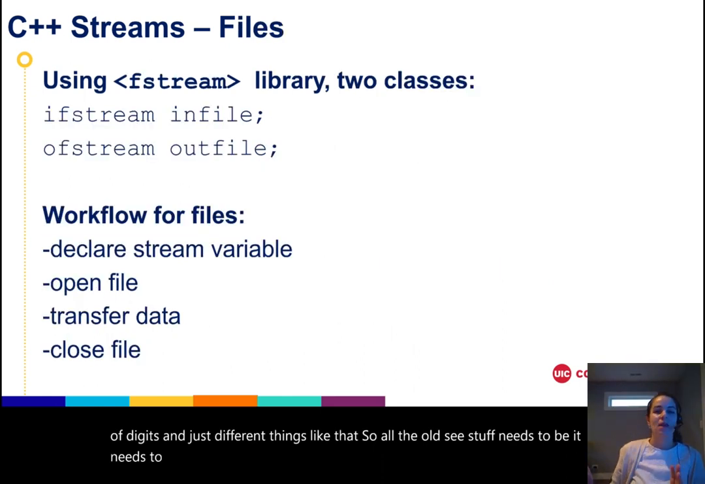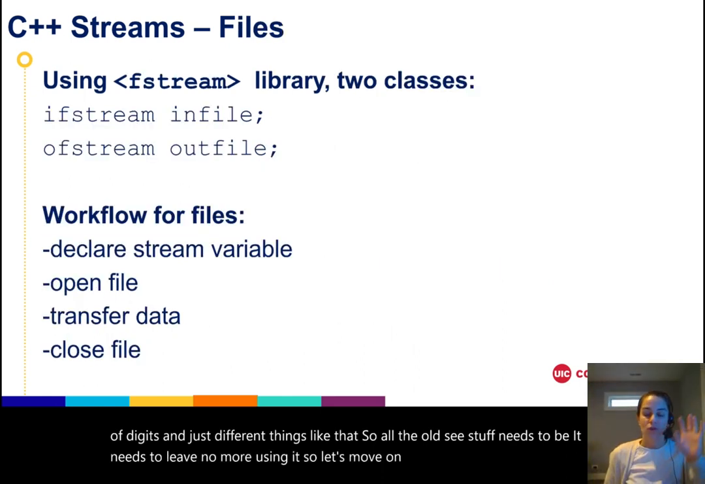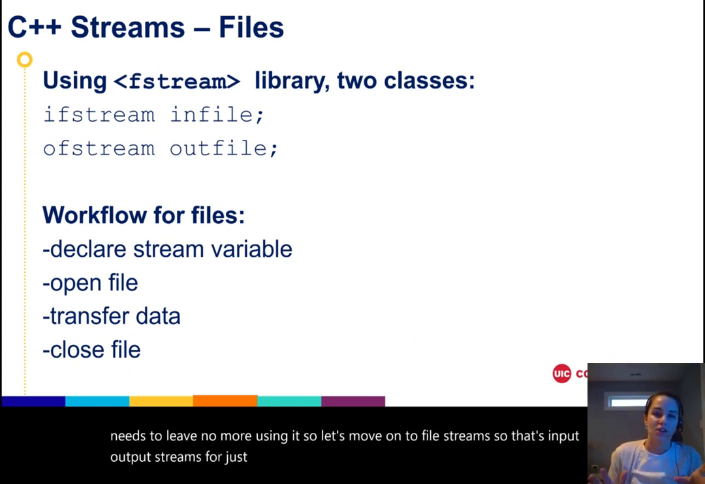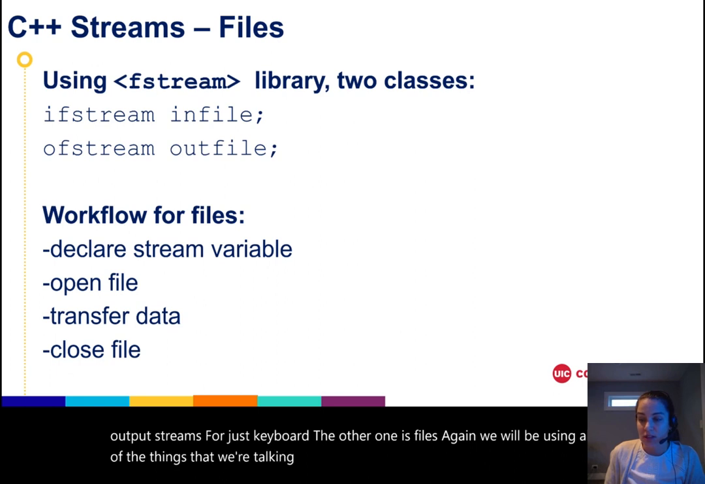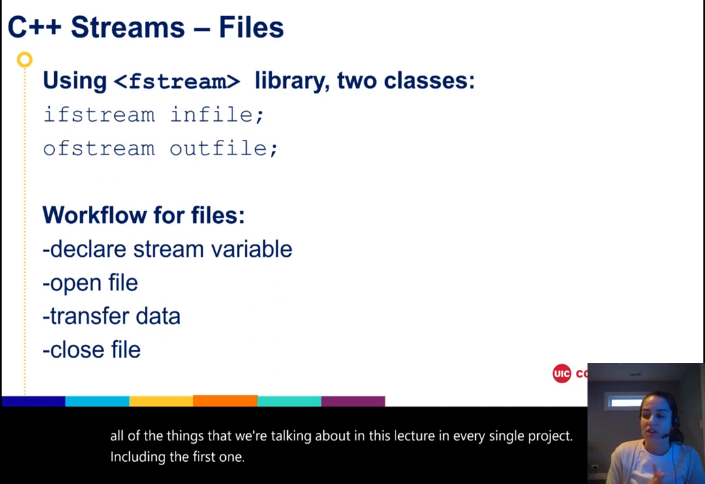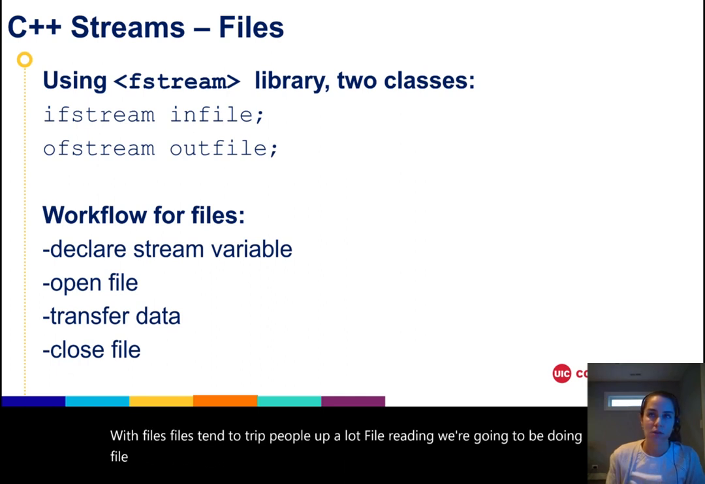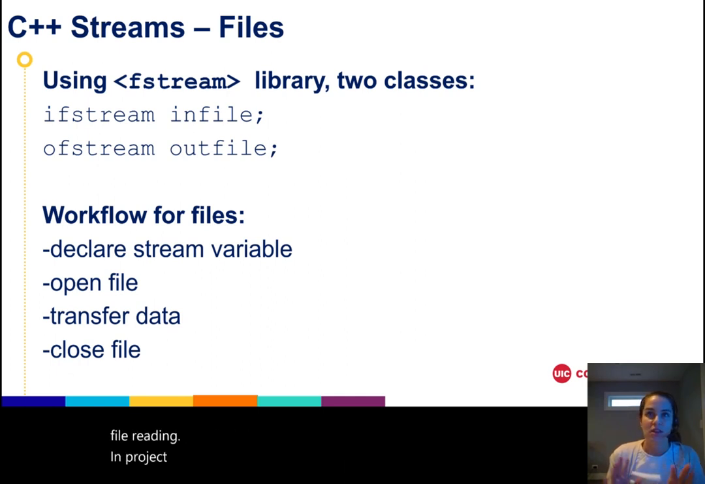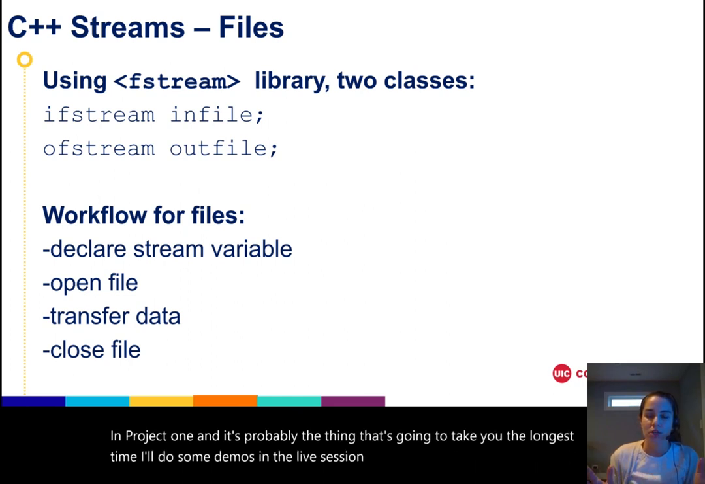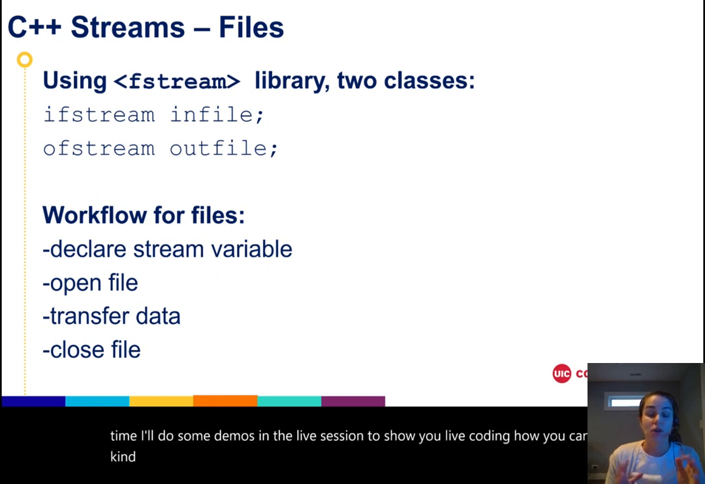No more using it. So let's move on to file streams. So that's input-output streams for just keyboard. The other one is files. Again, we will be using all of the things that we're talking about in this lecture in every single project, including the first one. Now, files tend to trip people up a lot, file reading. We're going to be doing file reading in project 1, and it's probably the thing that's going to take you the longest time. I'll do some demos in the live session to show you, live coding, how you can kind of develop this code.